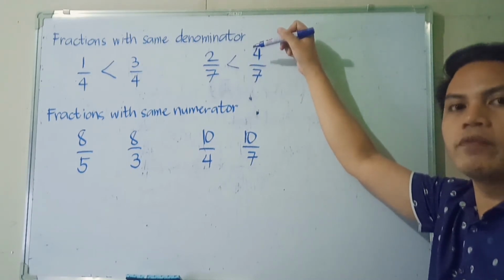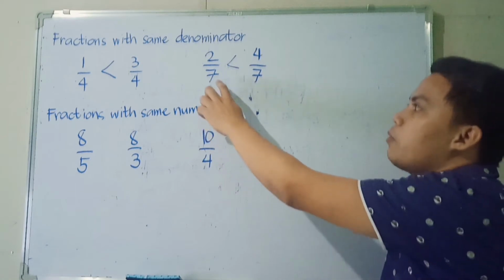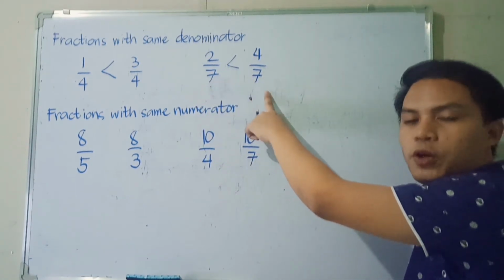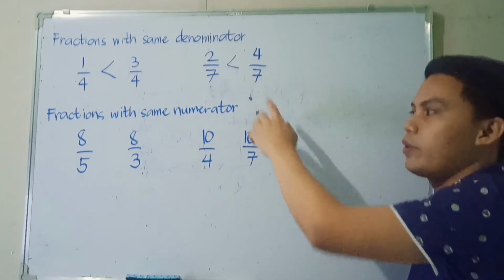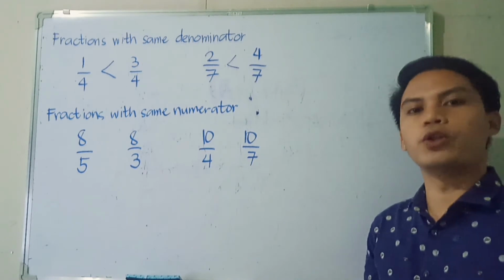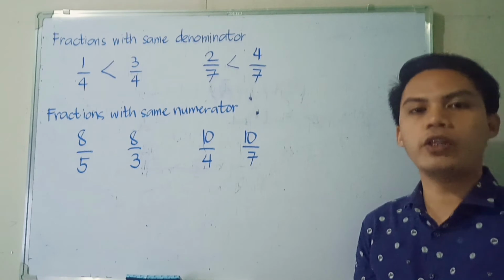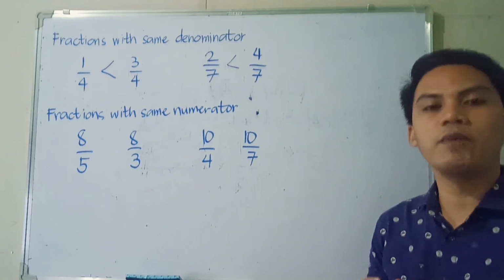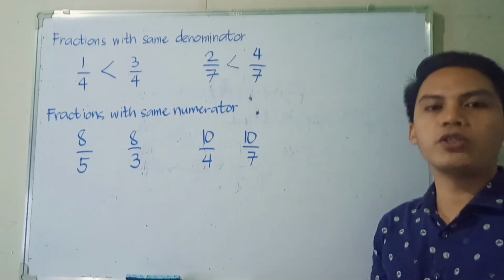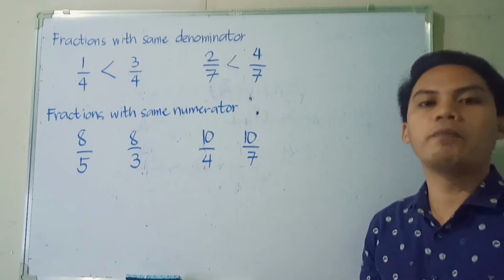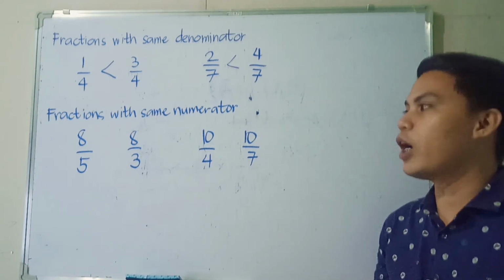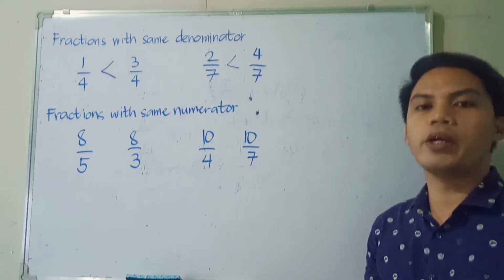So if we're going to arrange them in ascending order, mauuna muna si 2/7 before si 4 over 7. Okay. Second condition, what if yung fractions naman ay may same na numerator but they don't have the same denominator? Or magkaparehas yung numerator nila pero magkaiba yung denominator nila. So ano yung gagawin natin? How are we going to compare them?